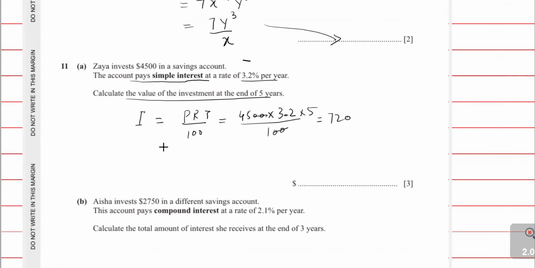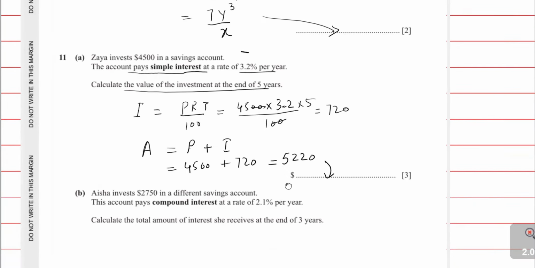We have to calculate the total value of the investment at the end of 5 years. This investment after 5 years will be equal to the investment amount plus interest. The investment amount is P, this is 4,500, and the interest here is 720, and therefore this value will be equal to $5,220. This is the value of the investment at the end of 5 years.